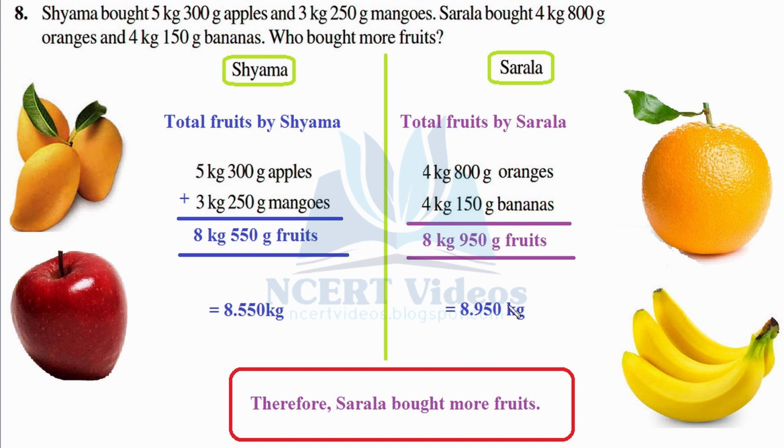Now you don't have to write grams because you have converted it, you have concatenated it with kilograms, therefore kg. So you can clearly see this is greater because this is 8.950, this is 8.550. This is greater, so Sarla bought more fruits as compared to Shama. This was question number 8.